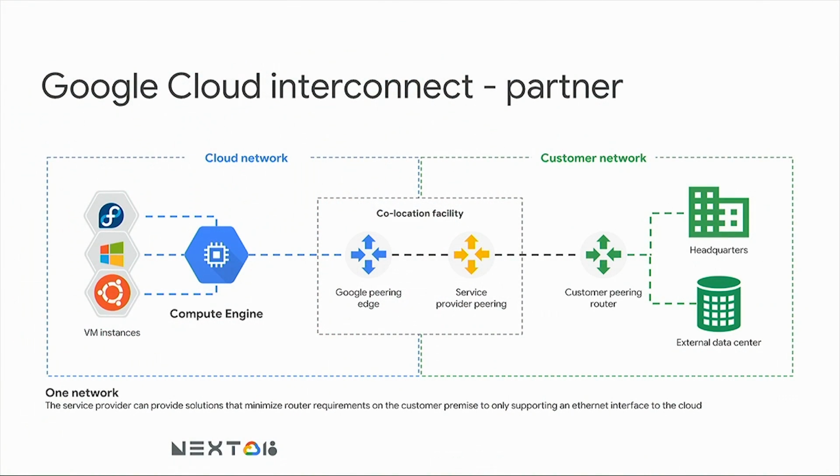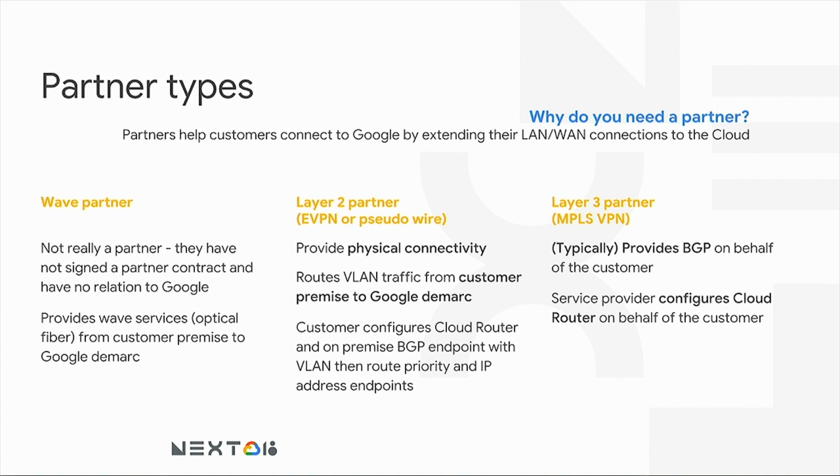So now let's talk a little bit about partner. So the big difference between dedicated and partner is that you're not meeting us in one of our co-location facilities. We have a number of partners that actually have connections in our co-location facilities and can provide you a layer 2 connection into that location. So that means that you're in your facility and you're using one of those partners to connect to us. There are different kinds of partners that can help you connect. So let's talk a little bit about them.